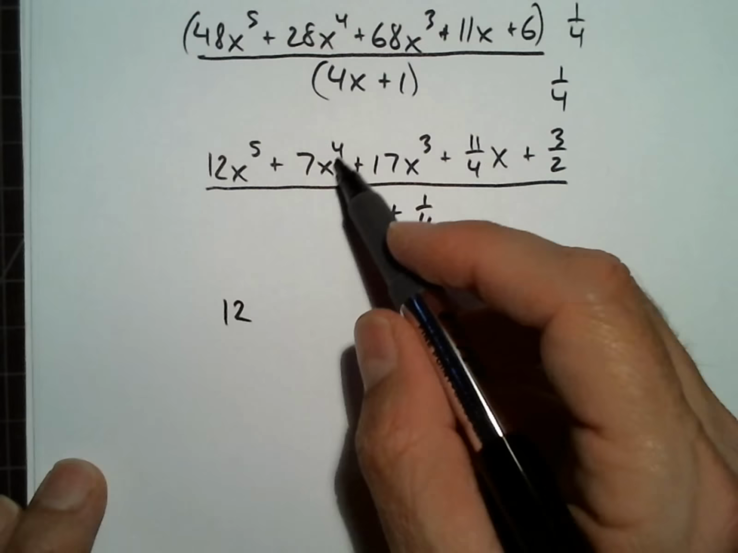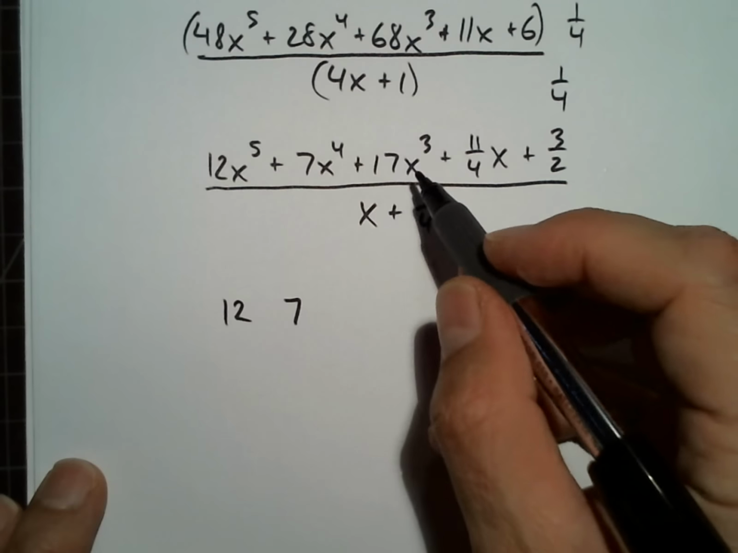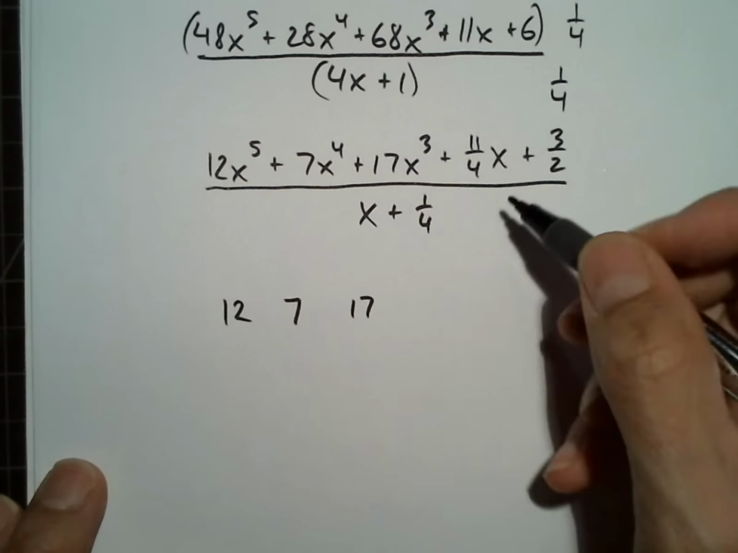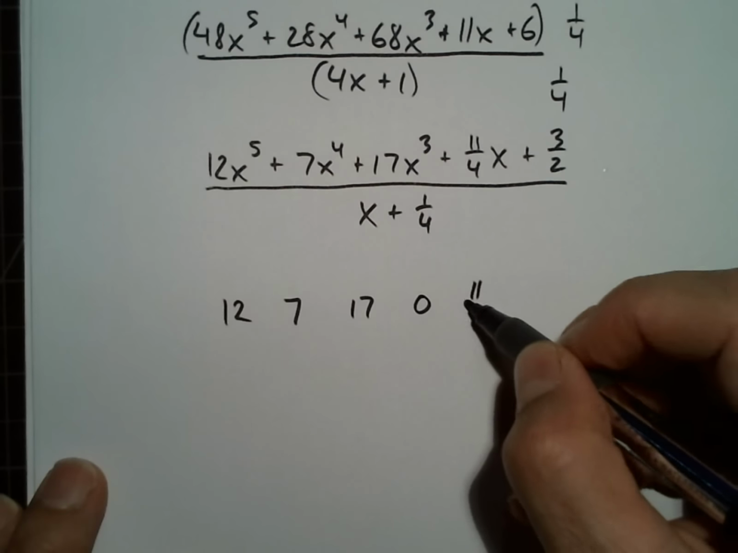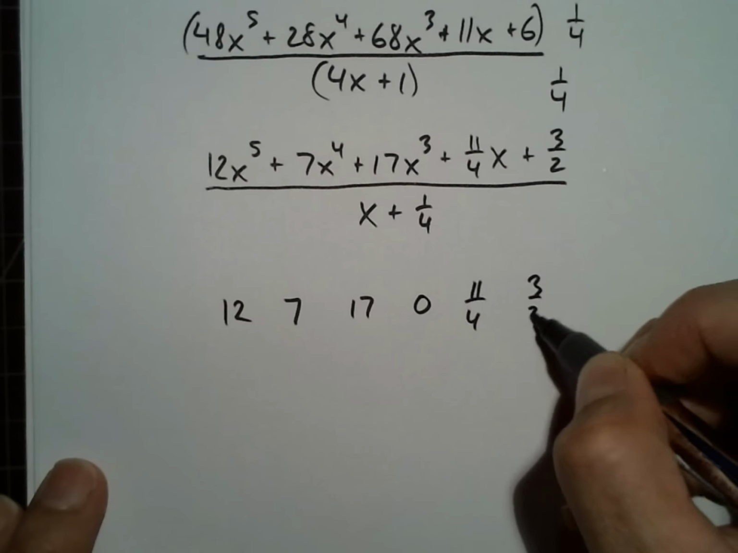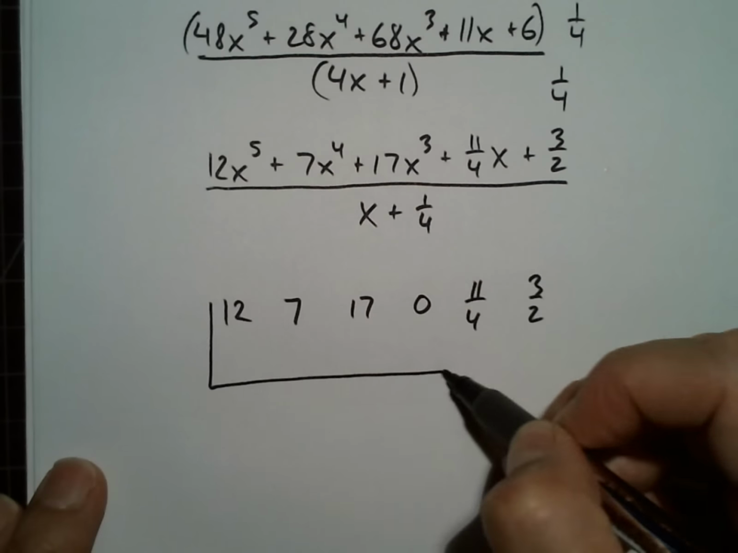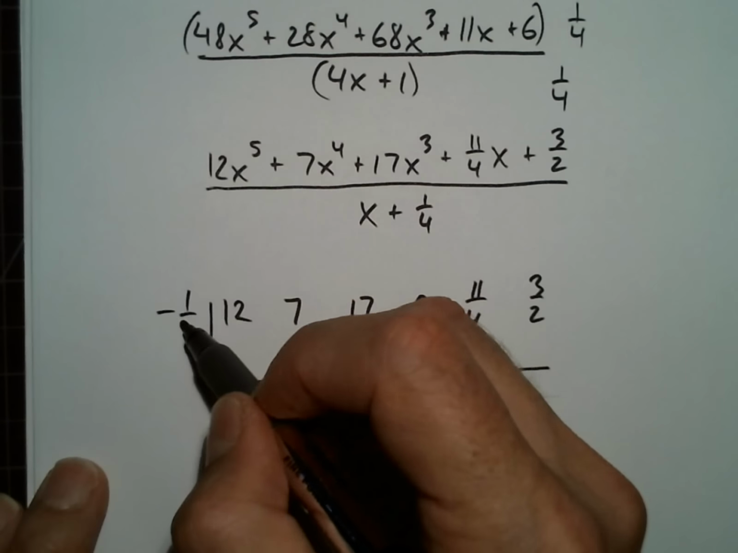X to the 5th, x to the 4th, x to the 3rd. There's no x squared, so we need a 0. 11/4 x and 3/2. Negative 1/4.